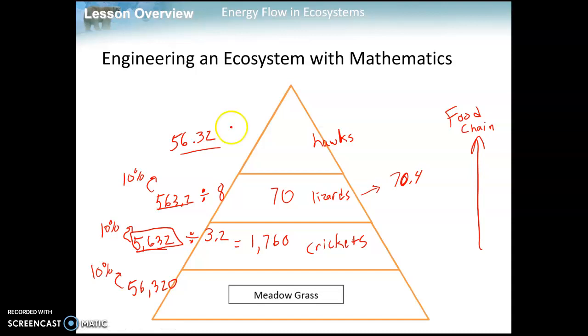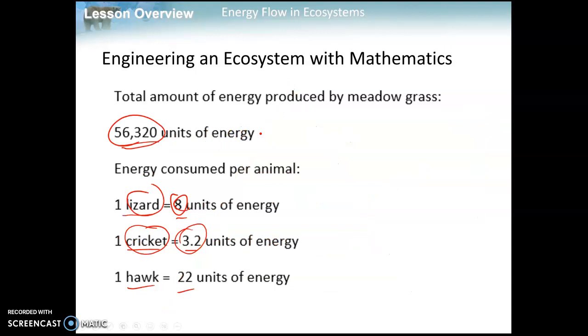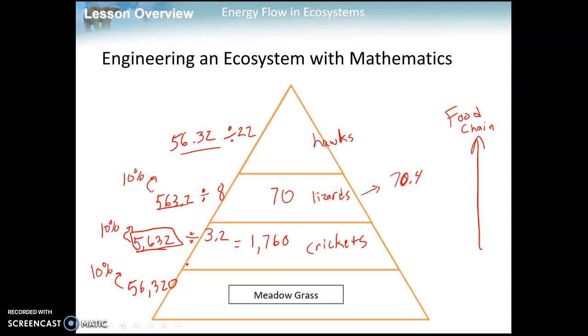Okay, the last one, my hawks, I divide by 22 because that's what it says. Hawks are 22 units each. So we're not going to get a whole lot of hawks in here, and that's normal, right? That's how an environment works. So 56.32 divided by 22 should give us 2.56.